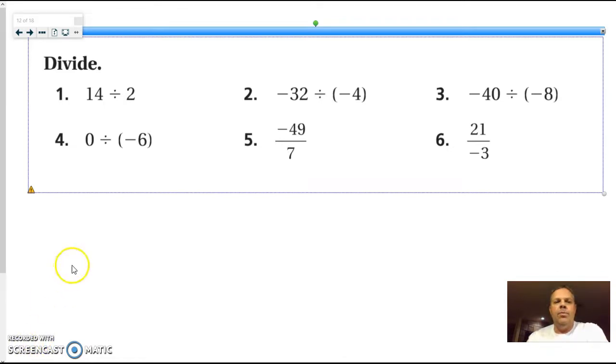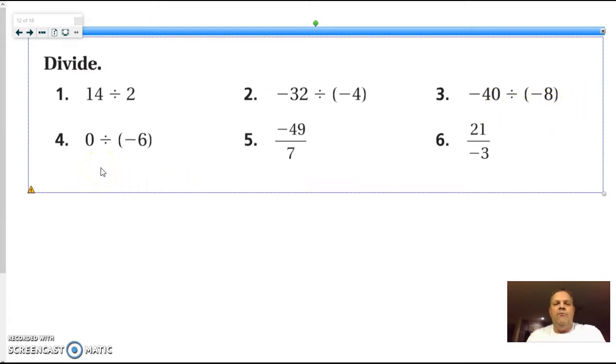In our first example, 14 divided by 2, they are same signs, so we simply divide. 14 divided by 2 is 7. In the second example, negative 32 divided by negative 4, they are same signs, so our answer will be positive. It is 8. In our third example, the answer will be positive because we have a negative divided by a negative, and it is positive 5.